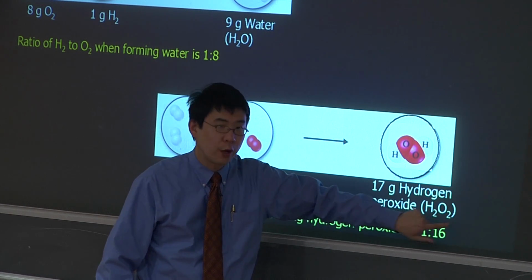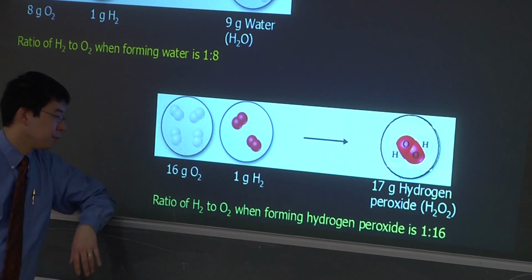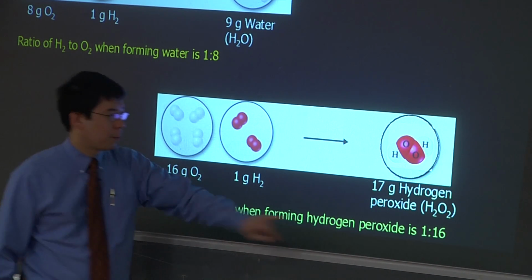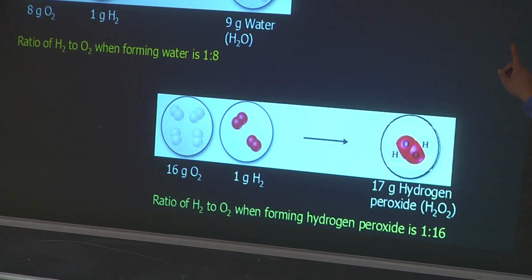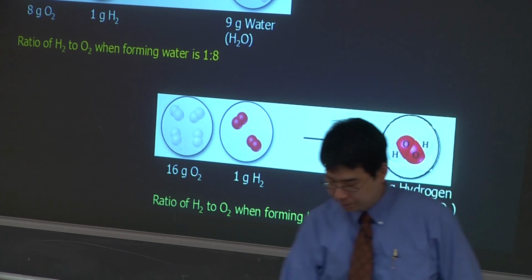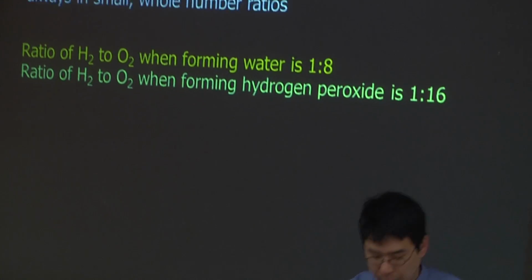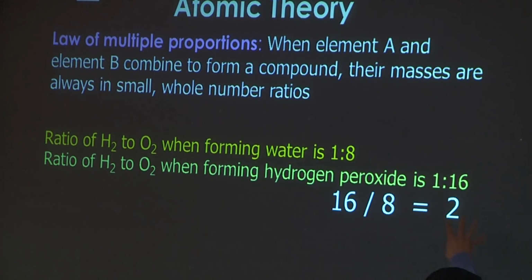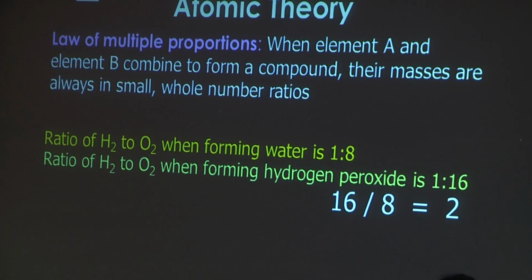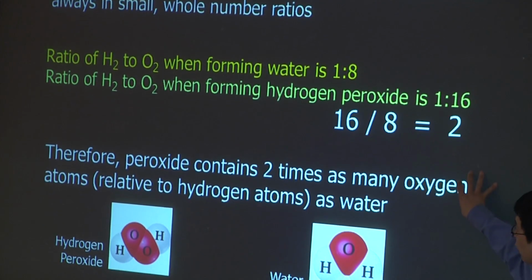So what do you have? You have twice as much oxygen relative to the hydrogen. So you have 16 grams of oxygen, 1 gram of hydrogen. The ratio of hydrogen to oxygen in water is 1 to 8, and in peroxide it's 1 to 16. 16 divided by 8 is 2. There you go with your small whole number. So peroxide contains twice as much oxygen relative to hydrogen.